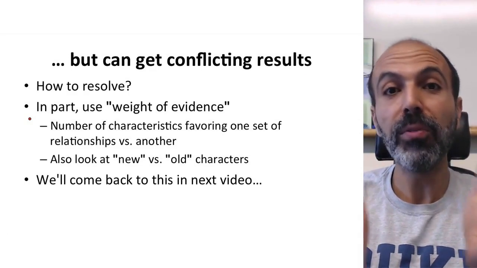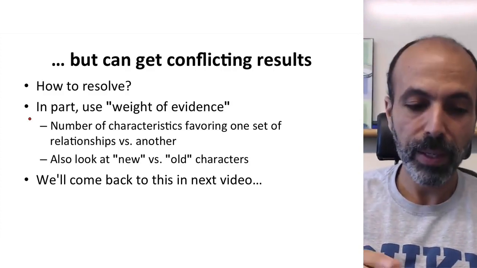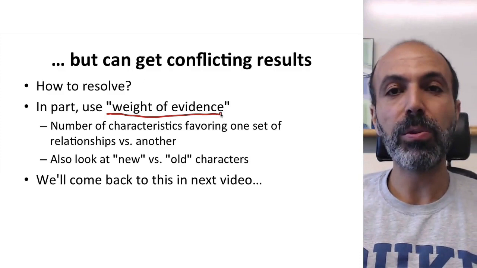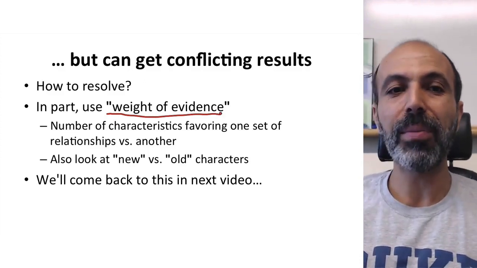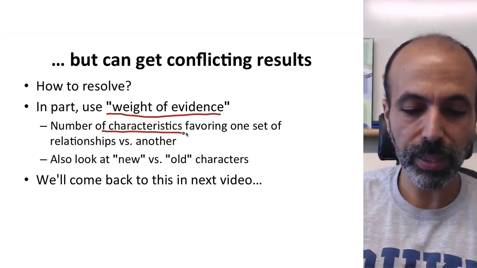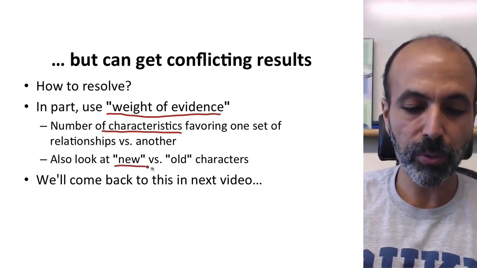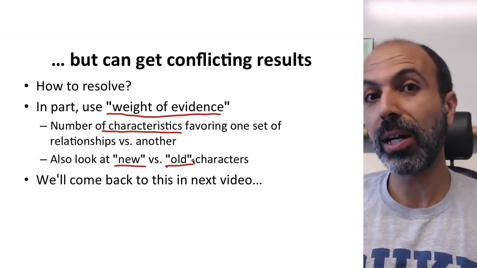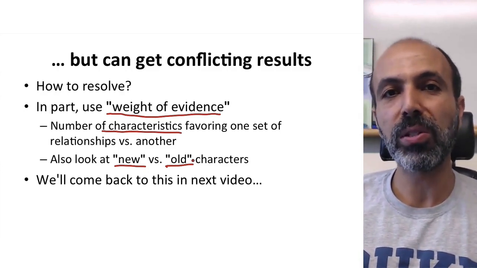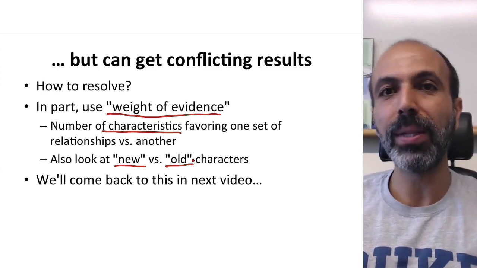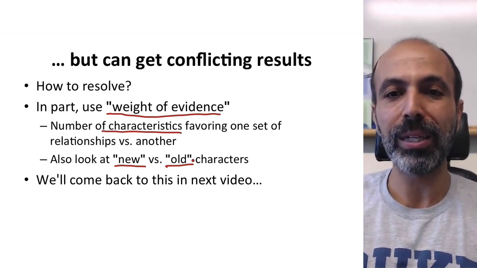Well, how do you resolve these conflicting results when you use different characteristics for making these groups? Well, in part, you use the weight of evidence. That presumably you're not going to just categorize things just by having wings or not, or just by having a backbone or not. But there will be a number of characteristics, and you look at how many of them favor one set of relationships versus the other. And you also will look at what I'll refer to as new versus old characters. Now, I'm not going to talk about that in this video, but I just wanted to toss that in there because sometimes when I first start talking about these relationships, people get caught up in that and they say, but what about this? So I just want to put that now, and we'll talk about how you generate trees later.